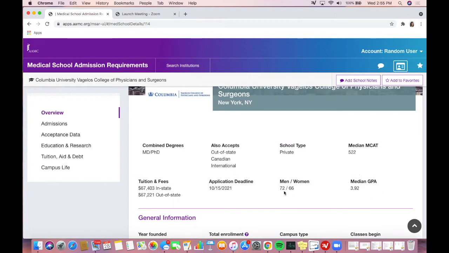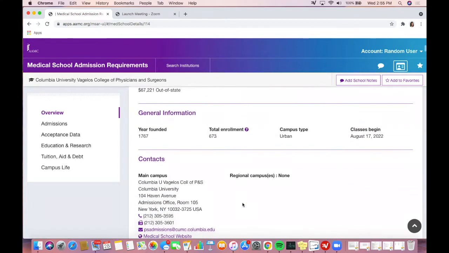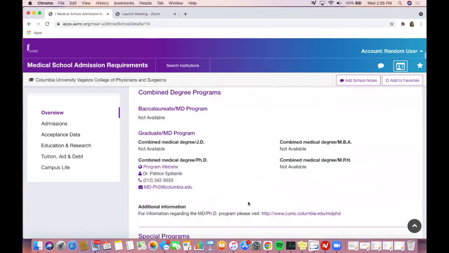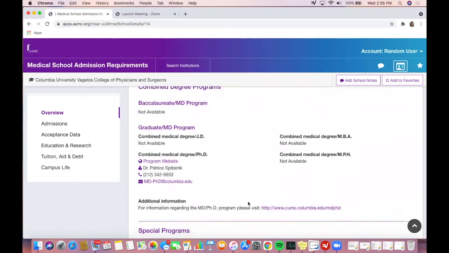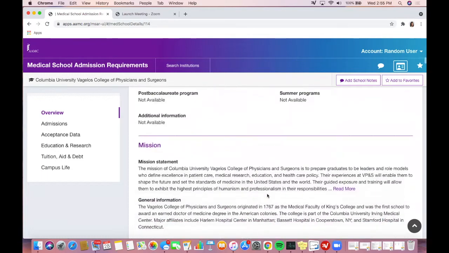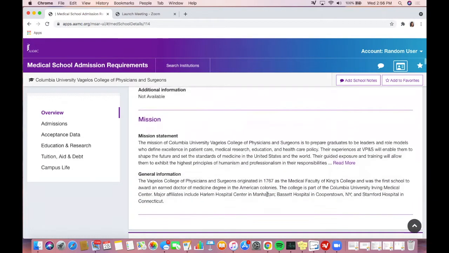You can see the ratio of men to women. It's private. They will accept out-of-state, Canadian, internationals. Here's your tuition, really does not vary between in-state and out-of-state. Application deadline, combined degree. Okay. And then you're going to go over some general information, contact information, things of that nature, what combined programs are available at Columbia, what special programs are available, and then you're going to get to the school's mission.